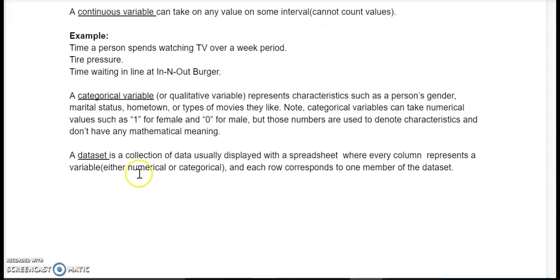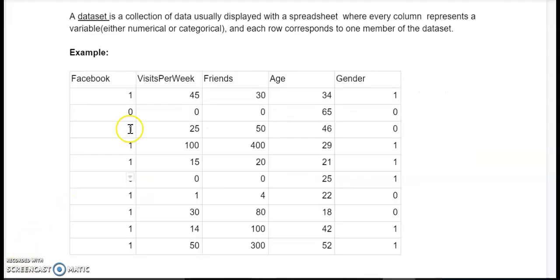So a data set is a collection of data usually displayed with a spreadsheet where every column represents a variable, either numerical or categorical, and each row represents one member of the data set. So let's look at an example of a data set. Okay, so here's an example of a data set right here.